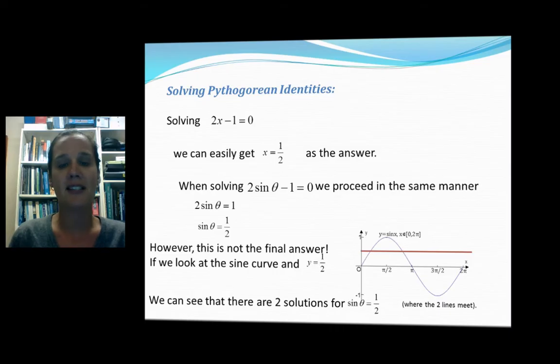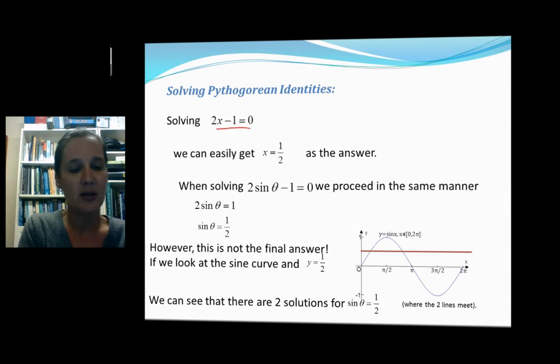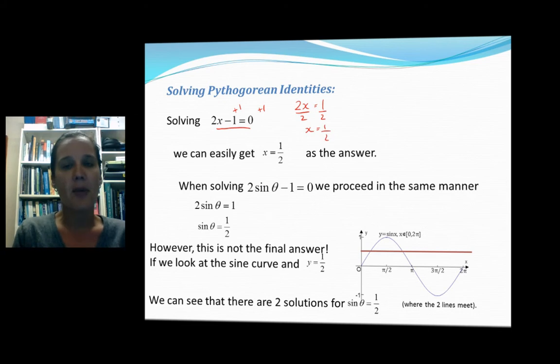Solving Pythagorean identities. If we were to solve 2x minus 1 is equal to 0, this one we're quite used to by now, so we add 1 on both sides, we get 2x is equal to 1. Divide by 2, x is equal to a half. When we work with our Pythagorean identities, we actually proceed in the same manner.